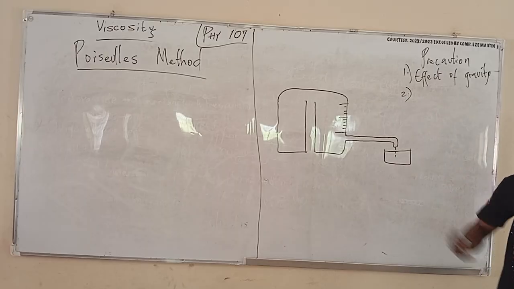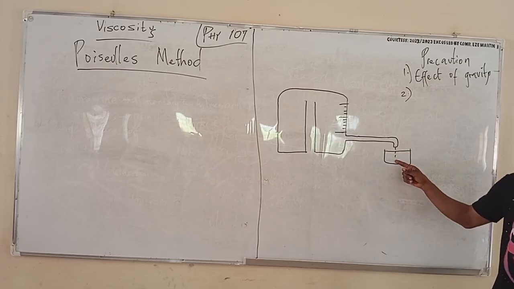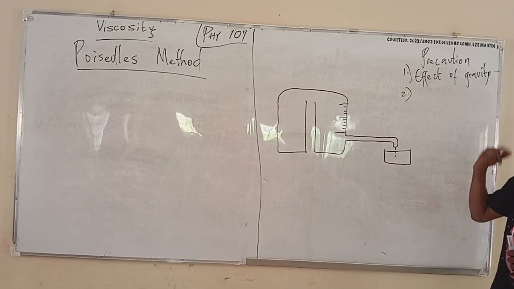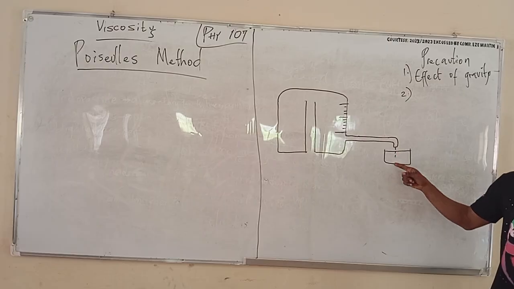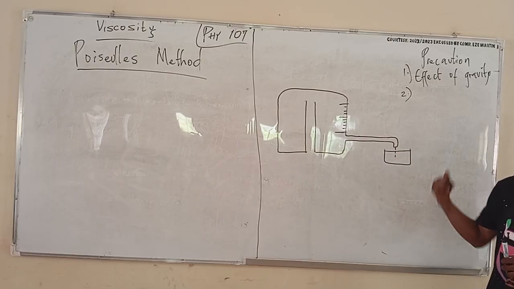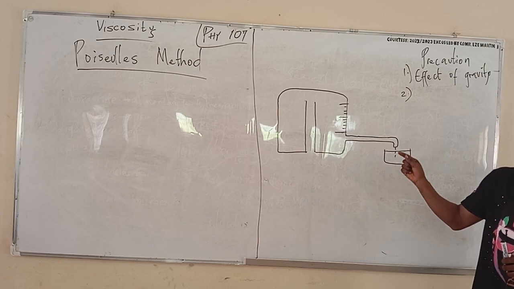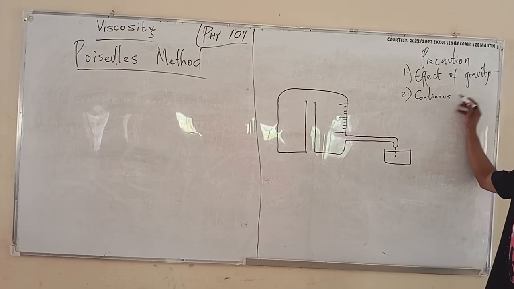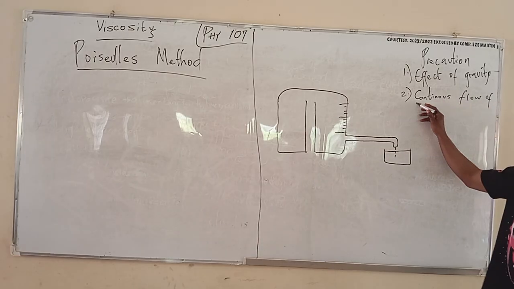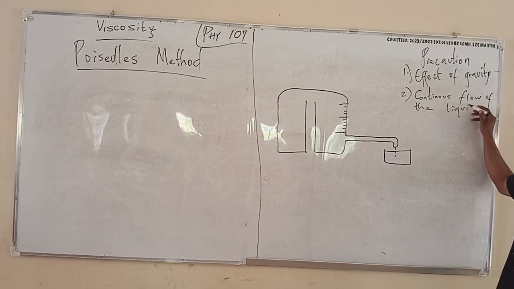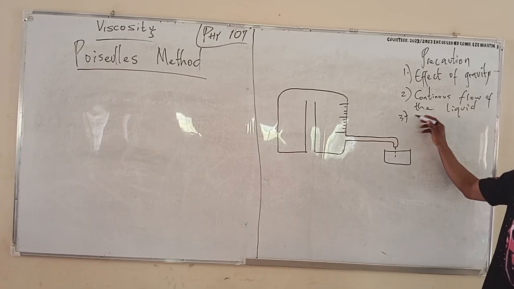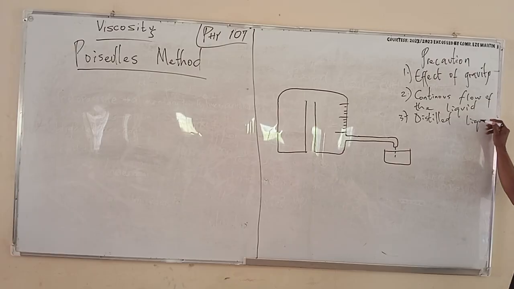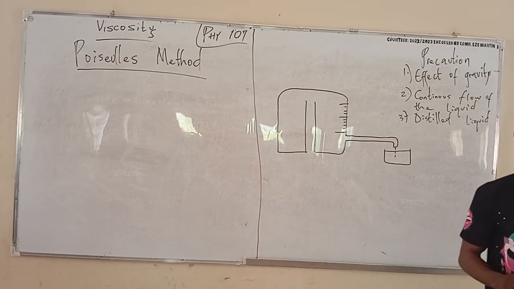Number two is that he ensured that once he switched on his stopclock, the water continued to drop. It's not like some parts will drop and then it will no longer drop. He made sure that there is a continuous flow of the liquid. And three, he also made sure that the liquid he used is distilled water, a distilled liquid. These are part of the precautions you need to take note of.